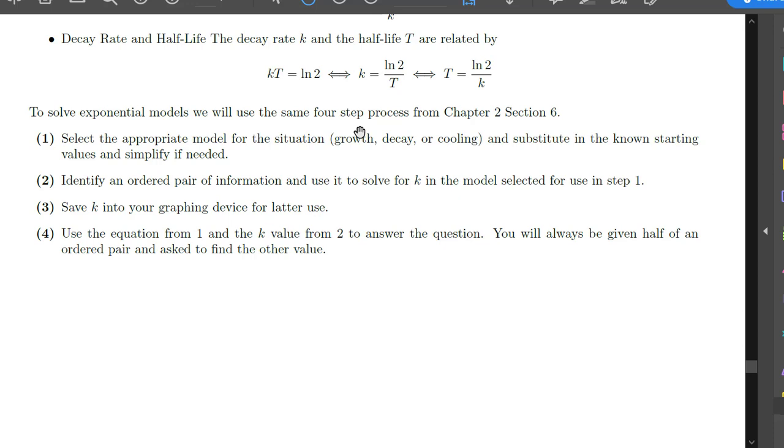And then 4, we're going to use the equation from 1 and the k value from 2 to answer the question. We'll always be given half of an ordered pair and asked to find the other value. So it may be helpful for you to look back in your notes at a couple of examples back from Chapter 2, because we're going to be doing this exact same thing here, but with these different models.